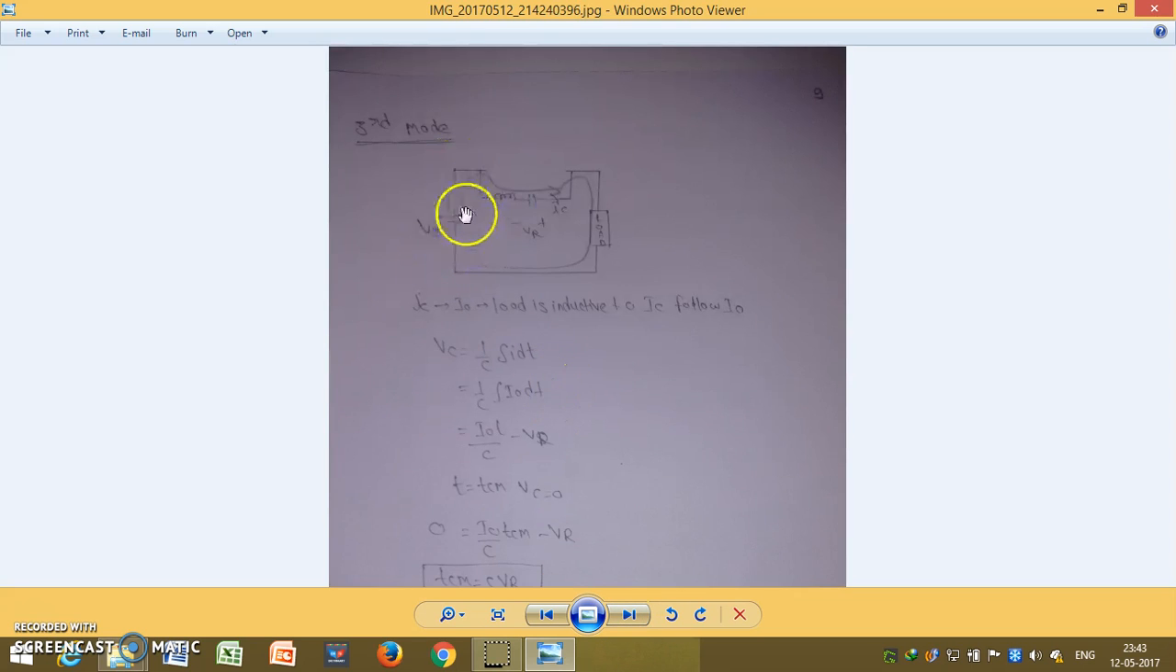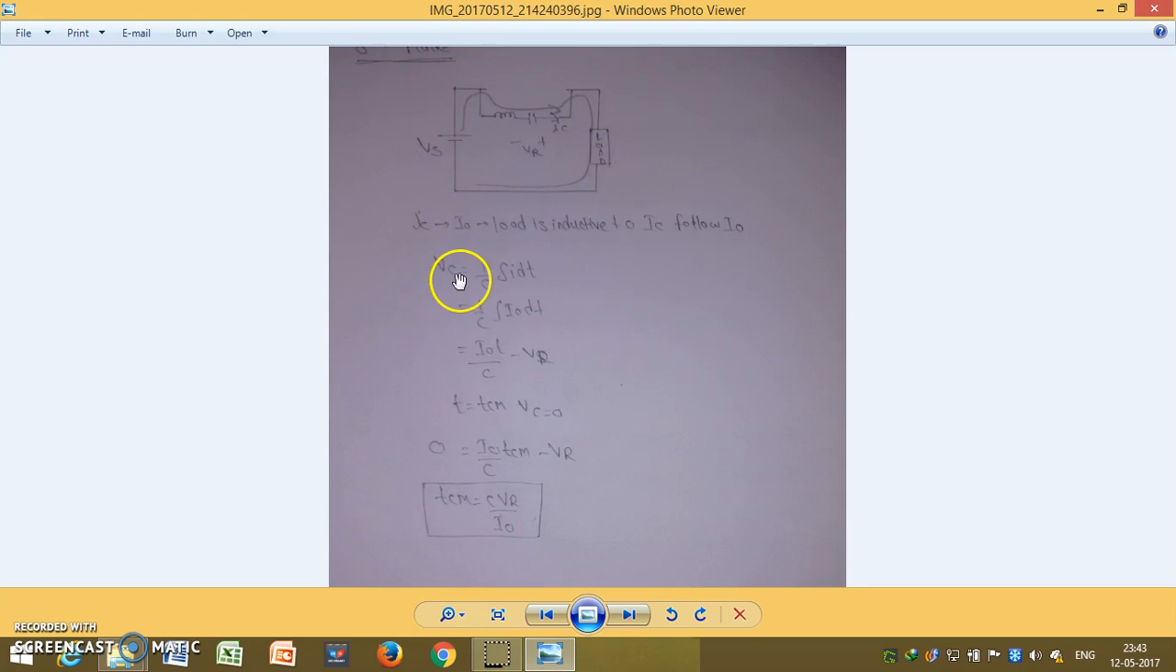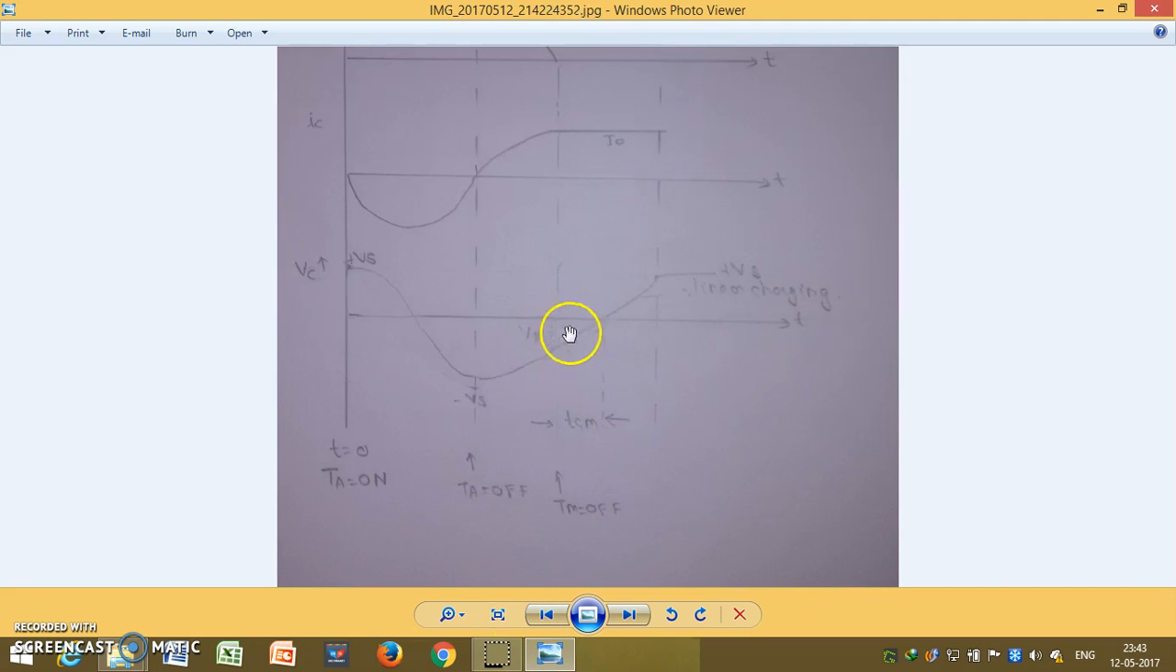this is the third mode. After turning off the thyristor, the load current will flow from here. As the load is highly inductive, only constant inductive current will flow. So Vc equals 1 by C integration of I dt, where I is nothing but the load current, and the initial condition is VR with this polarity. This polarity is different from our reference polarity, so we have taken minus, because our reference polarity is plus minus and this one is minus plus. So minus VR. At t equals TCM, Vc equals 0. This is TCM and Vc equals 0 at that point.